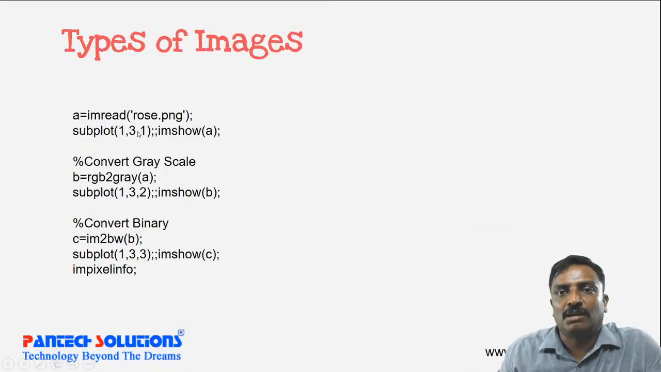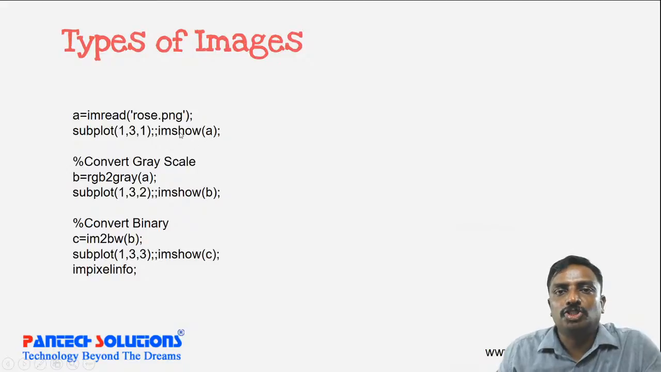Subplot is used to display multiple images on a single axis. If you want to have multiple images in a single figure window, then you have to use subplot. The first value stands for rows, the second value stands for columns, and the third value stands for the index. So we are going to have 1 row and 3 columns. First is the first index, and imshow of A displays the image.